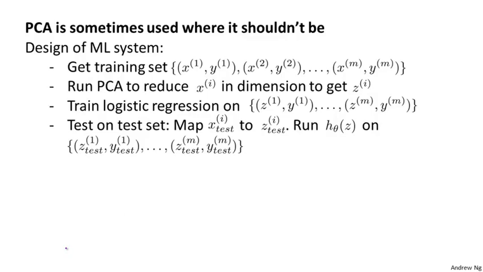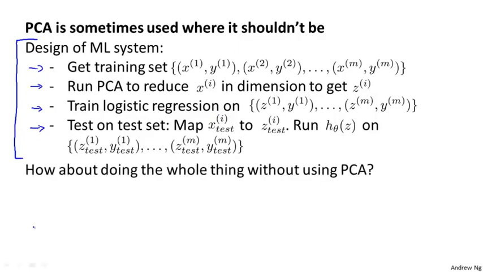If someone's designing a machine learning system, they may write down a plan like this. Let's design a learning system. Get a training set, and then what I'm going to do is run PCA, then train logistic regression, and then test on my test data. So often at the very start of a project, someone will just write out a project plan that says, let's do these 4 steps with PCA inside. Before writing out a project plan that incorporates PCA like this, one very good question to ask is, well, what if we were to just do the whole thing without using PCA?